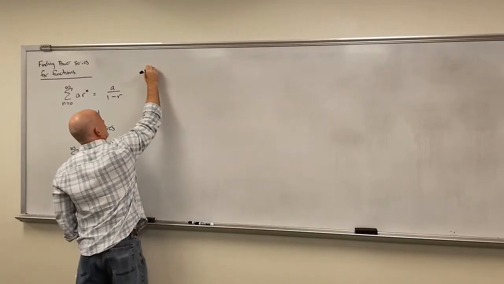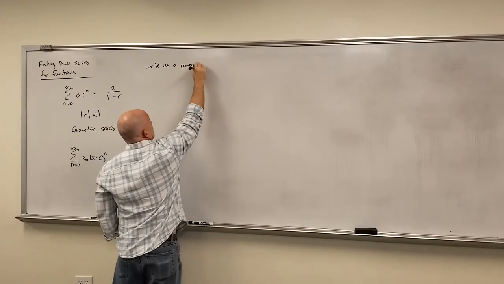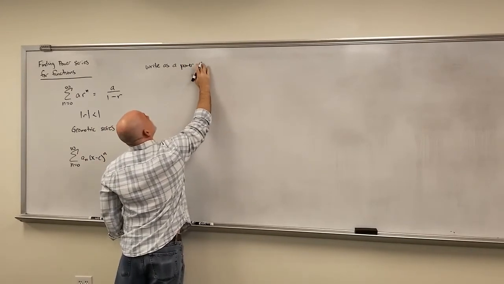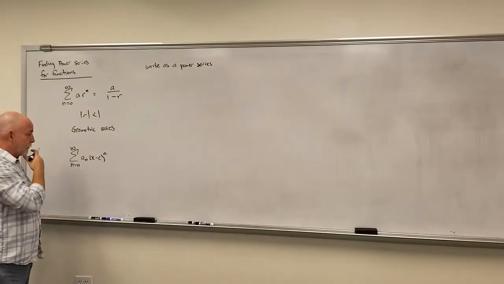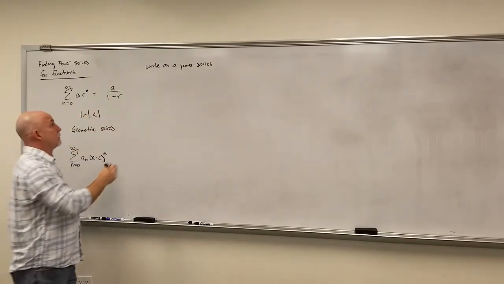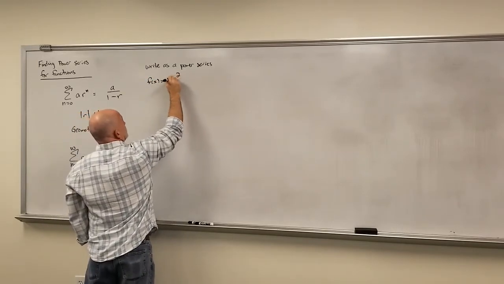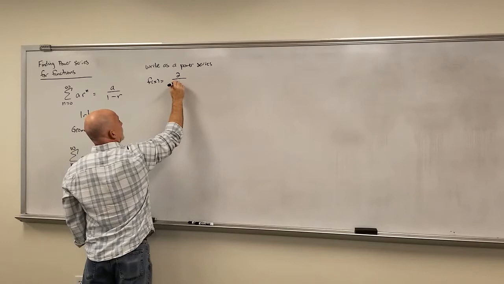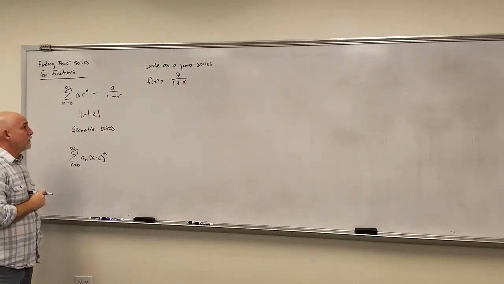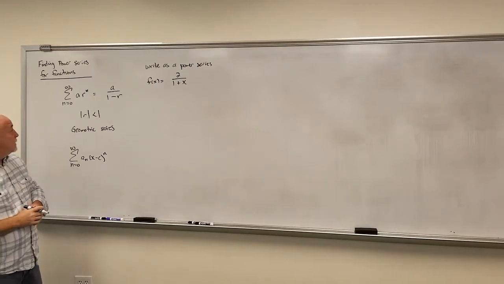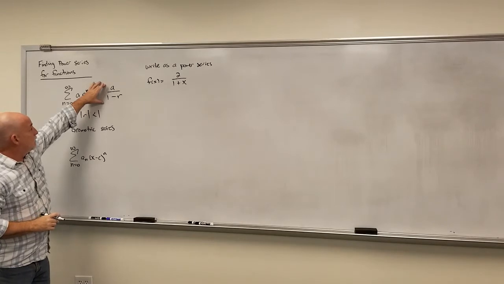So I'm going to just say, write as a power series. Those are going to be the directions for the next 3, 4, 5 examples. Let's start out with something real simple. So let's say f of x was 2 over 1 plus x. Something really straightforward. Now, to get it into this power series using this idea, we need to get it into this form right here.